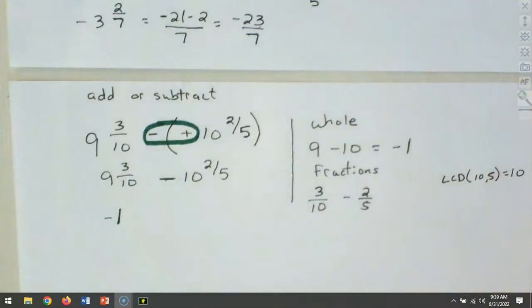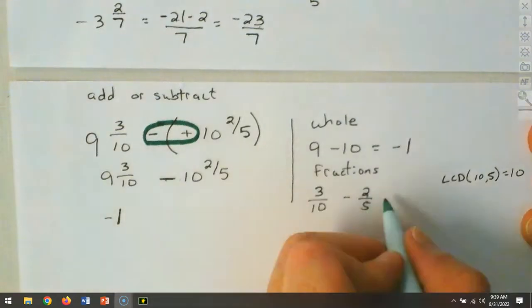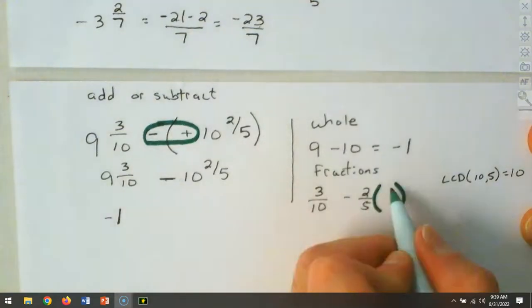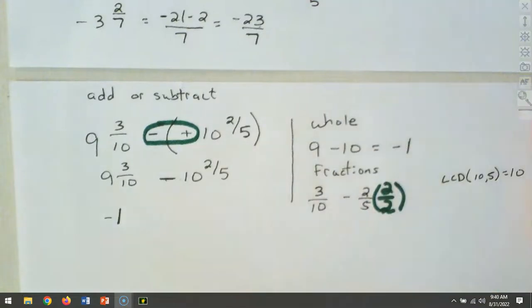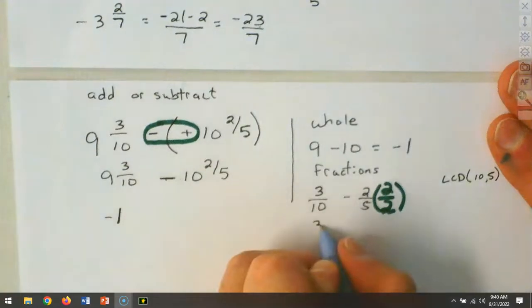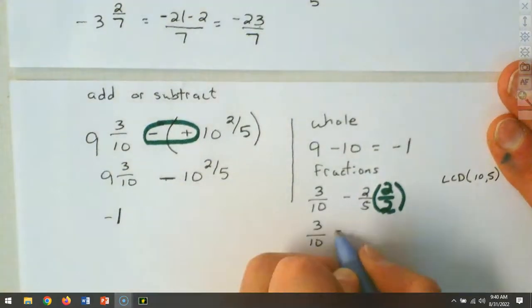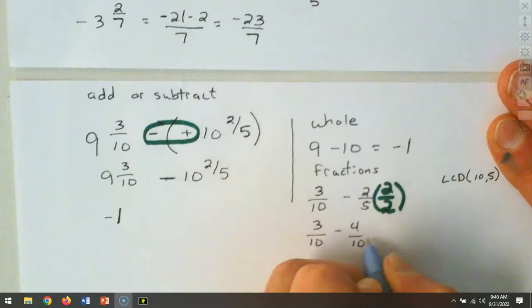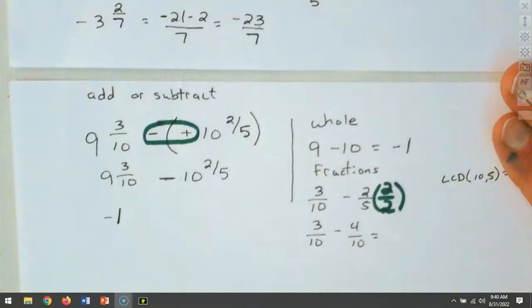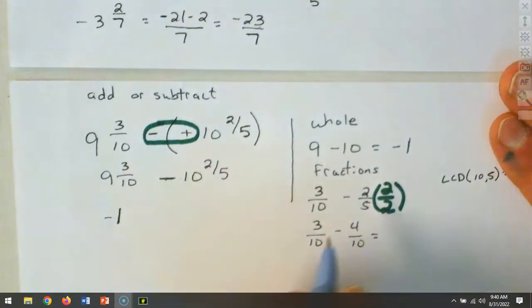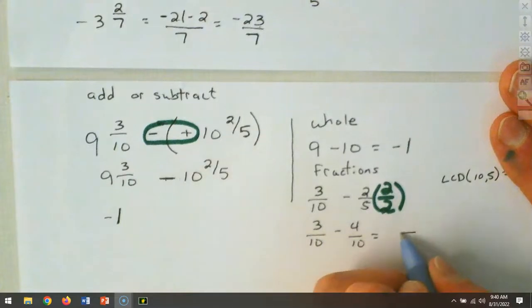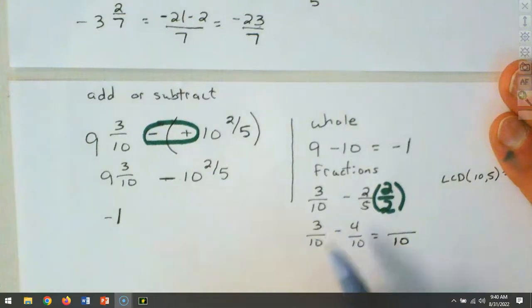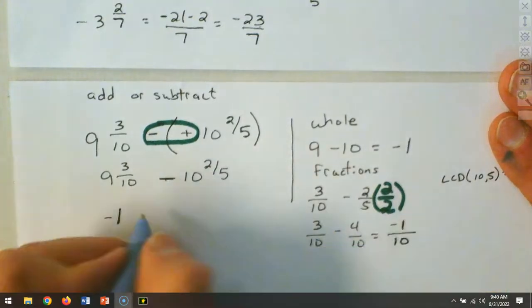3/10 already has a 10 with it. What about the 2/5? We need to multiply it by what? 2 over 2. Now we have 3/10 minus 4/10, and when we subtract them, what does that give you? 3 minus 4, we know it's going to be over 10, so always put the 10 down below. That's our common denominator. 3 minus 4 makes it a minus 1.